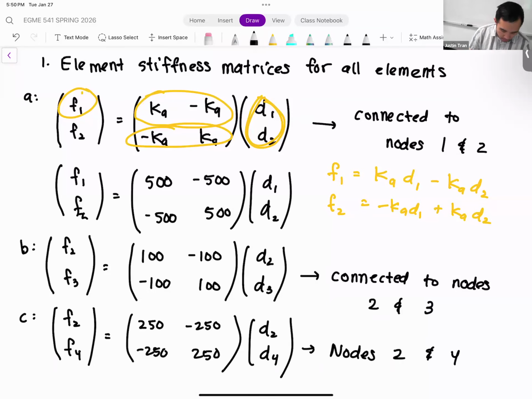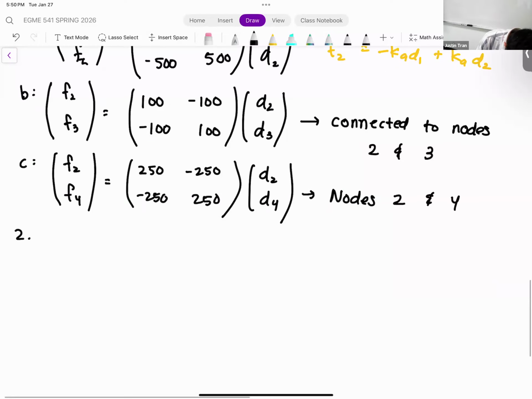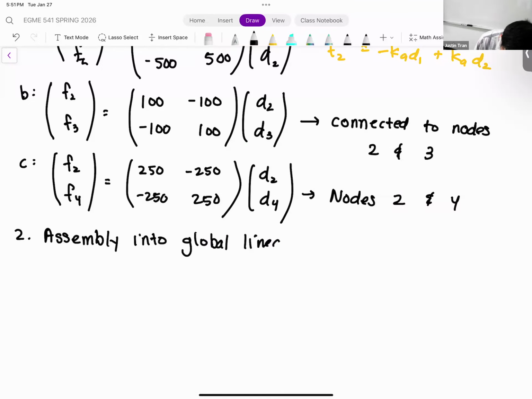Okay, all right, so let's go ahead and move on to the next step. Now that we have all of our element stiffness matrices, the next step is going to be assembly. We need to assemble all of these element stiffness matrices into one global system, because we want a single system of equations that we can use to solve for our nodal displacements, D1, D2, D3, D4.